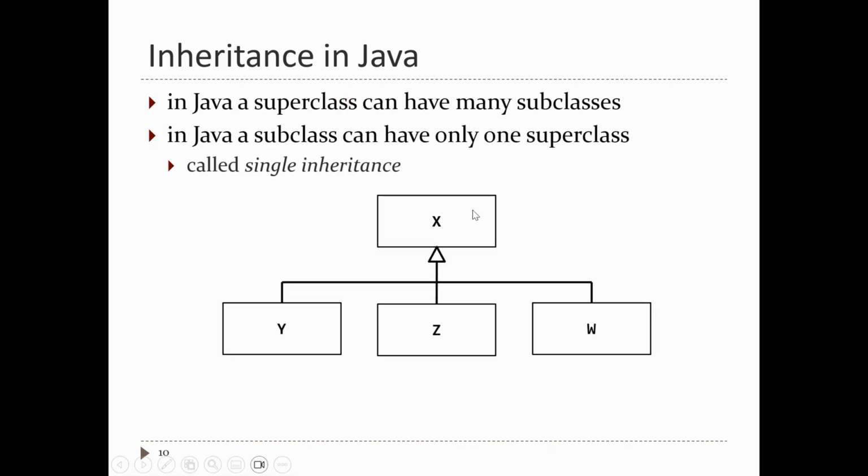So in Java, a superclass is allowed to have as many subclasses as a programmer wants to create. X in this case has 3 subclasses, but it could have 1 million. The opposite's not true. Every subclass has exactly 1 superclass. And that's called single inheritance. So Java is a single inheritance object-oriented programming language. The only direct superclass of X is Y. And that's true of Z and W as well. So a subclass has only 1 direct superclass.